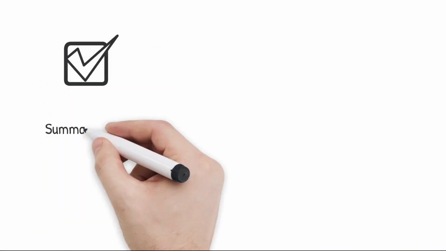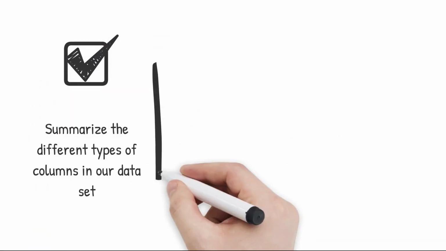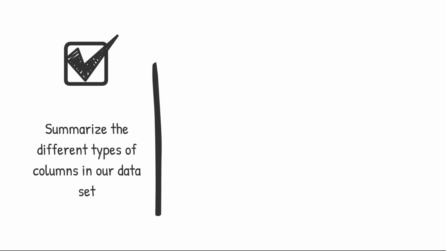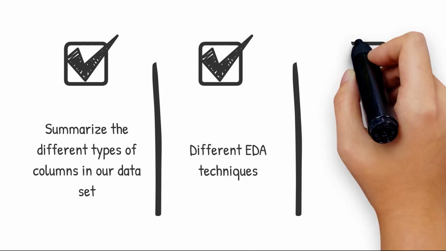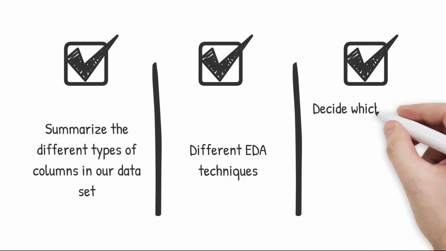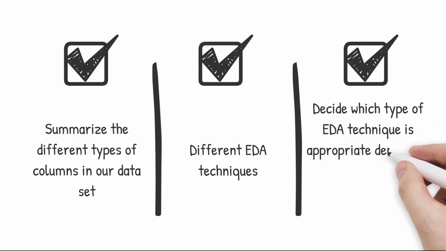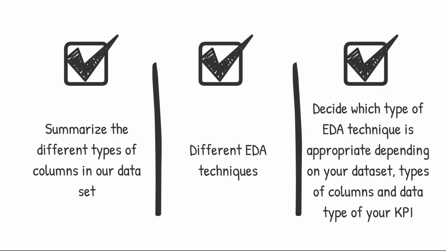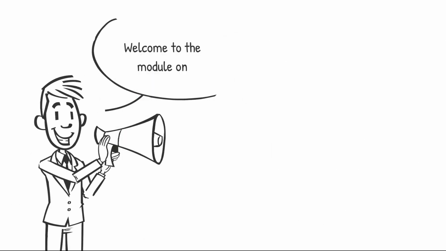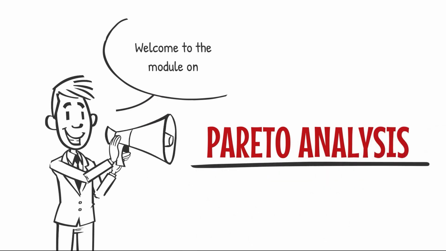So far, we have been looking at how to summarize the different types of columns in our dataset. Now, we will slowly learn different EDA techniques one after the other. As mentioned before, keep in mind that depending upon your dataset, types of columns, and data type of your KPI, you have to decide which EDA technique will be appropriate. We will start with Pareto analysis.